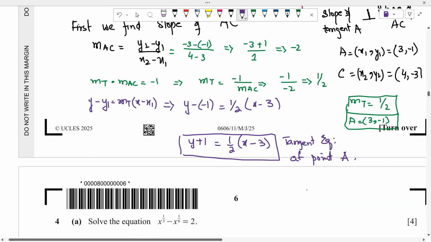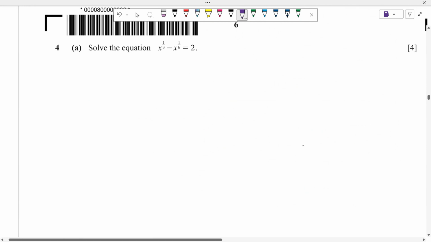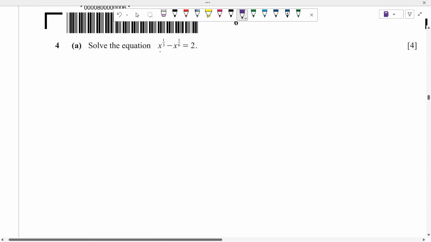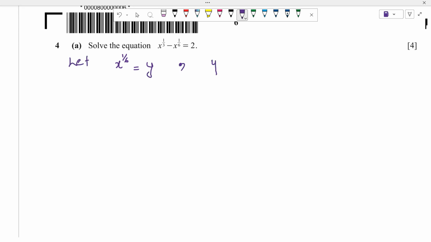Okay, let's move to question number 4. Solve the equation x to the power of 1/3 minus x to the power of 1/6 is equal to 2. Okay, we suppose that x to the power of 1/6 is equal to y. So y squared is equal to (x to the power of 1/6) squared, which is equal to x to the power of 1/3.